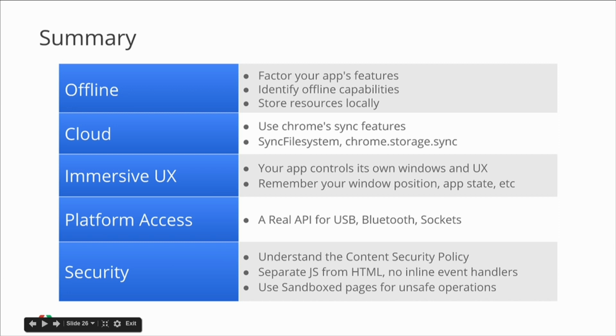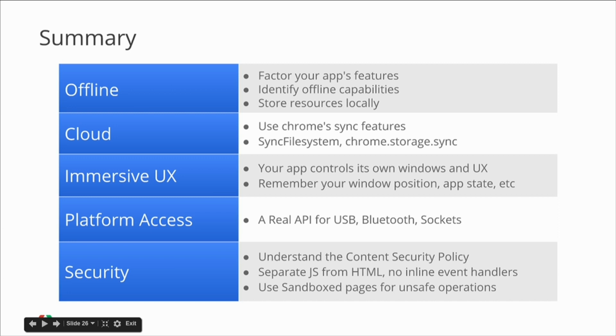Cloud by default. We have a great set of APIs for working with cloud-connected apps, the sync file system, the sync architecture, the user experience, right? Your app controls all of that, right? Your app controls whether it wants to look native or look like something that people haven't seen before, how its windows behave, and so on. Platform access, you can now have a real API for USB, for Bluetooth, all that great stuff. Security, remember, content security policy. It defines how your app behaves. Keep all your code separate and use sandbox pages for things that are not safe.